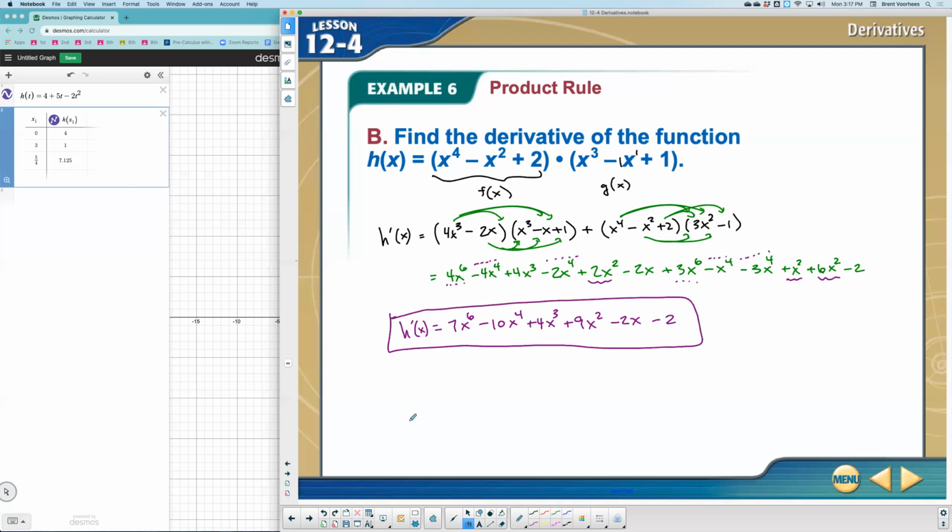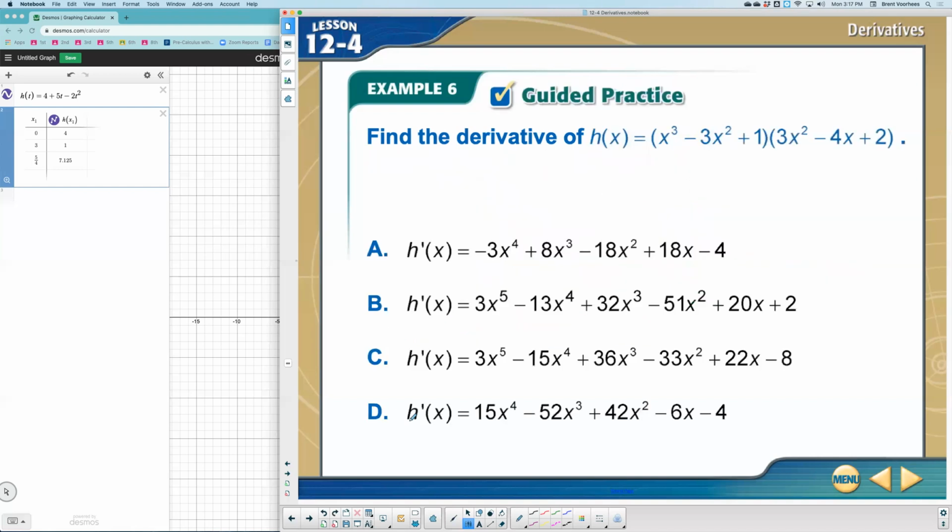Quite a derivative there. All right, now that I've shown you two, I'm going to allow you some time to find the derivative of h of x shown here. Pause the video. I'm sure you'll need more time.